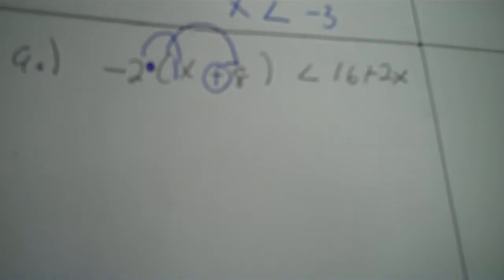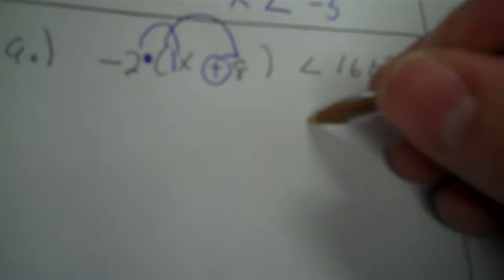Okay, number 9, we have negative 2 times the parentheses x minus 8, that's 1x plus negative 8, is less than 16 plus 2x. Now, I need to apply the distributive property. When you apply the distributive property, you're not doing it to both sides, so the sign will stay the same when you do that.